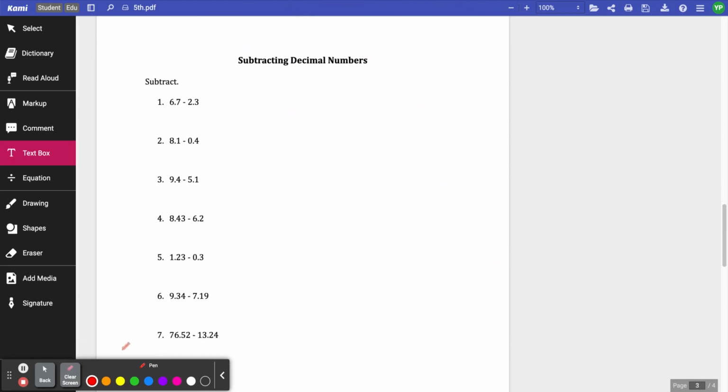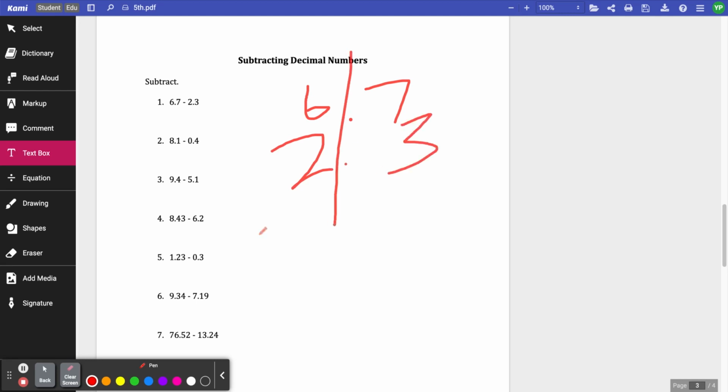So now subtracting decimal numbers. This is the same thing, except you just have to subtract. So even for this, you have to line up the decimals. So remember, you just have to be lined up. And then you subtract. So 7 minus 3 is 4. 6 minus 2 is 4. And then you bring down the decimal, so it'll be 4.4.